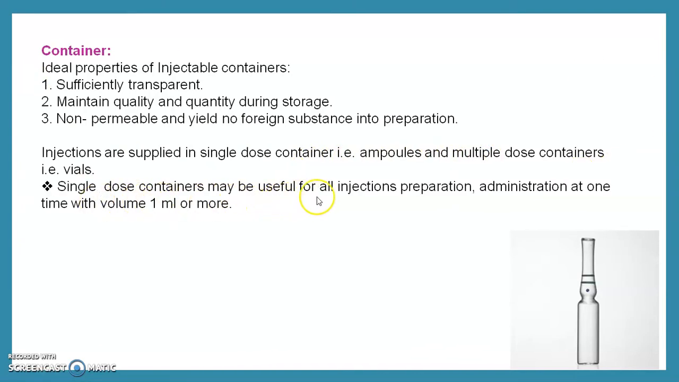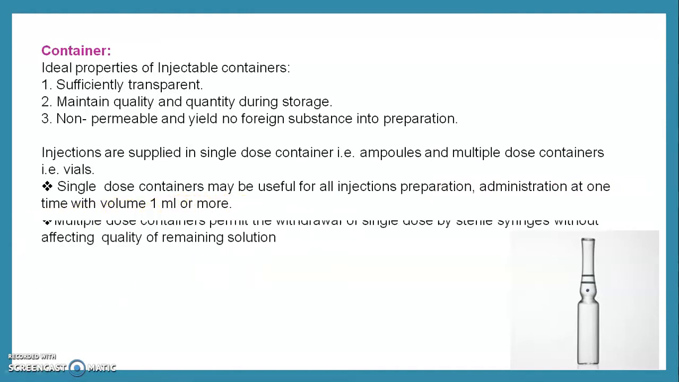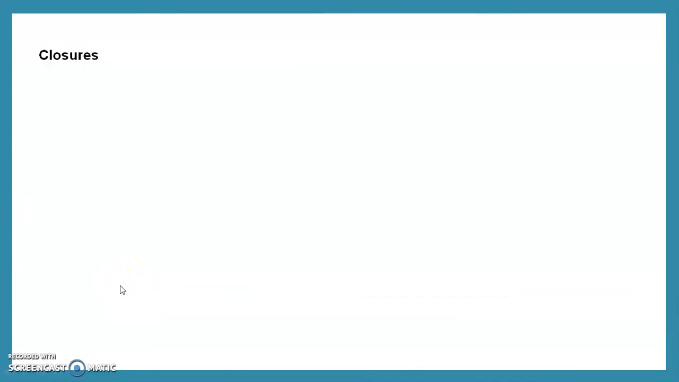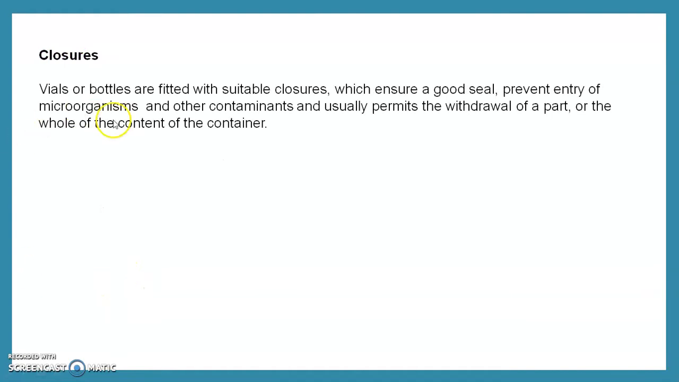Single dose containers may be used for all injection preparations administered at one time, within 1 ml or more. Multiple dose containers permit withdrawal of a single dose by a sterile syringe without affecting the quality of the remaining solution. These two types of containers, single dose and multiple dose, are used for parenteral preparations. Then we see the closures.